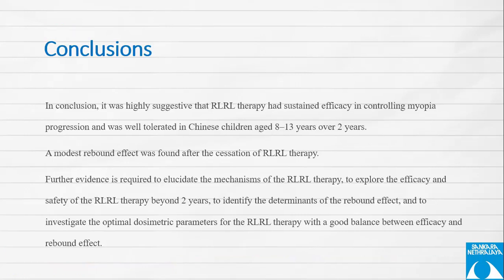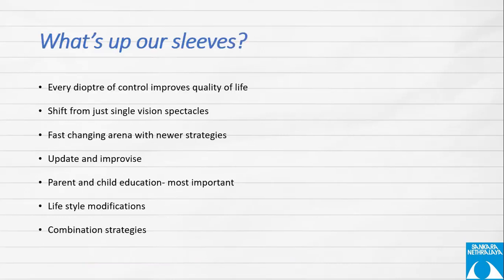In conclusion, we need more studies on safety and efficacy beyond the 2-year period with red light therapy, but it is a useful alternative. So what's up our sleeves? Every diopter of control improves quality of life. So we should start shifting from just single vision spectacles for the patients who need it. It is a fast changing arena with newer strategies coming up, so we should be equipped with all of that. We have to update and improvise in our practice. And key importance should be given to parent and children education and lifestyle modifications. Combination strategies are proving effective and should be taken up by us as well.